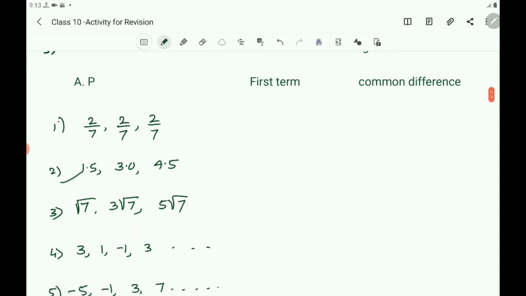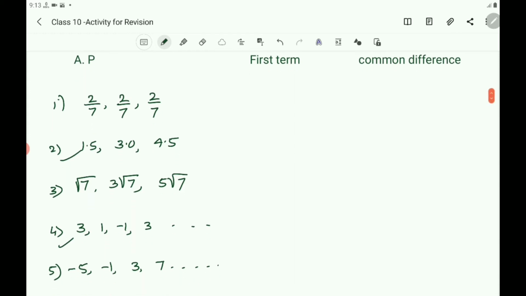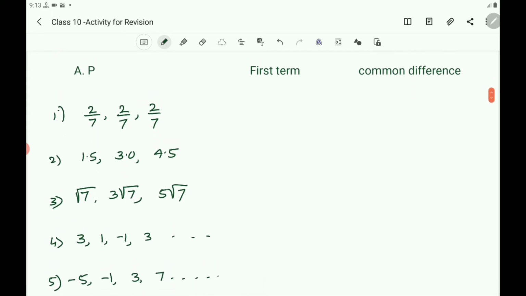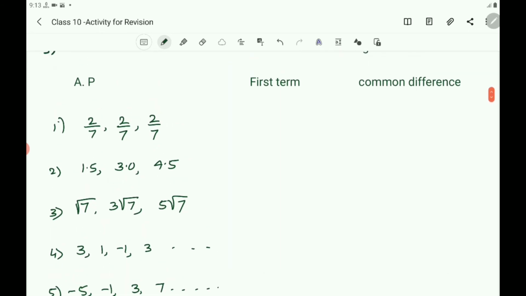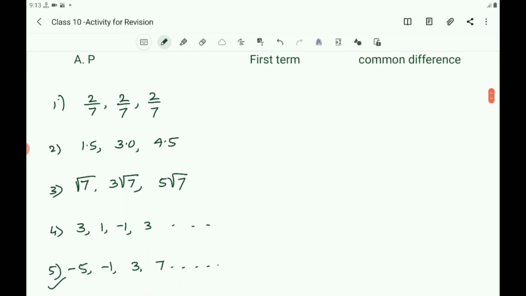The second AP is also 1.5, 3.0, 4.5, and here make out the first term and also the common difference. Next, root 2, root 7, 3 root 7, 5 root 7. Then the fourth one, 3, 1, minus 1, 3. Here also find the first term, write the first term and the common difference. The fifth one is minus 5, minus 1, 3, 7, and so on.